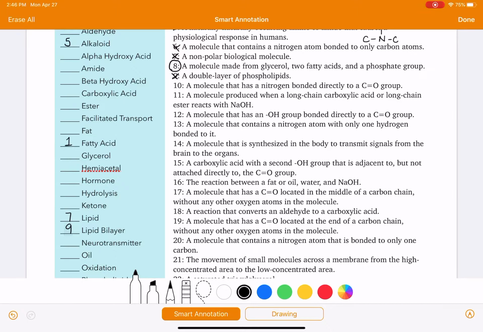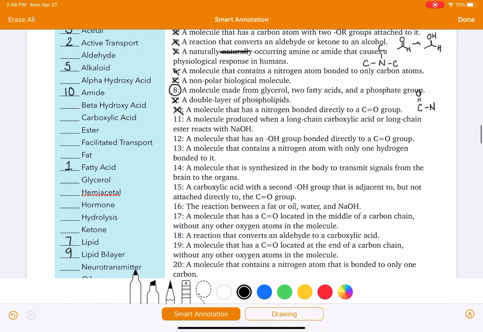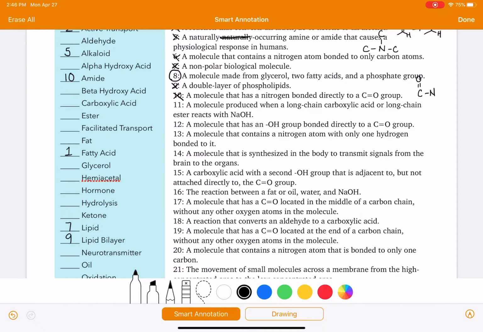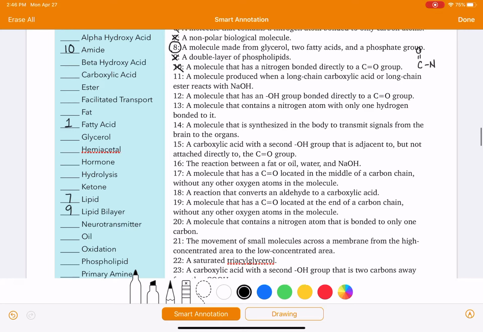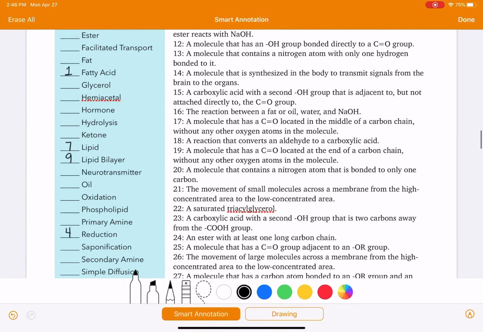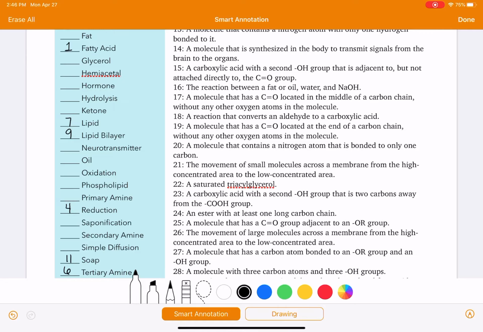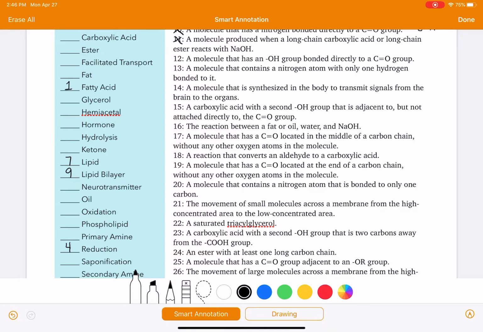A molecule that has a nitrogen bonded directly to a carbon oxygen. So if there's a carbon oxygen with a nitrogen right on it, that is an amide. A molecule produced when a long-chain carboxylic acid or a long-chain ester reacts with NaOH. That is how we make soap. A molecule that has an OH group bonded directly to a carbon-oxygen double bond group. That is a carboxylic acid.